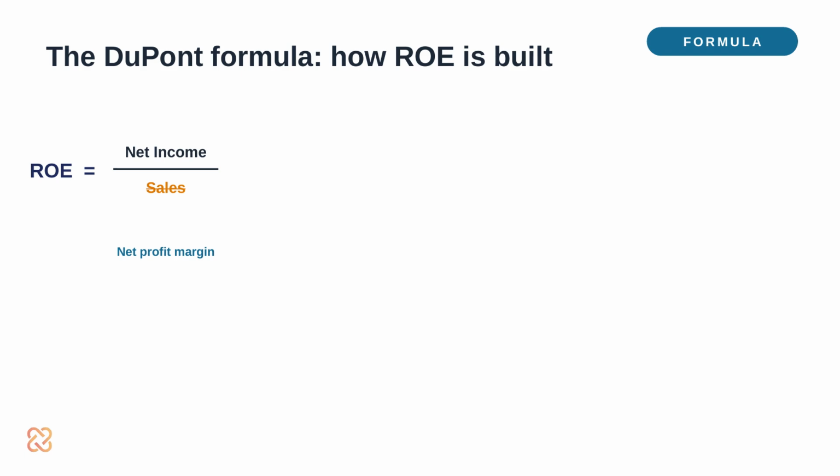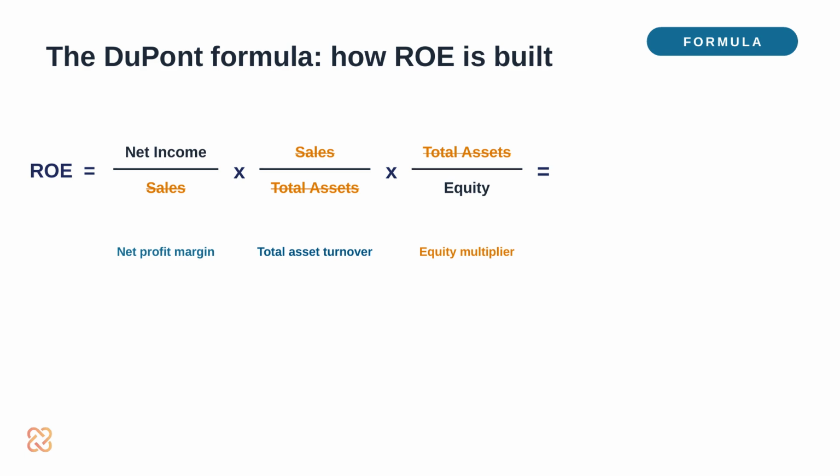This is the formula at the heart of the method. Return on equity equals the net profit margin multiplied by total asset turnover multiplied by the equity multiplier. Written as fractions, the structure becomes visible. Net income divided by sales times sales divided by total assets times total assets divided by equity.